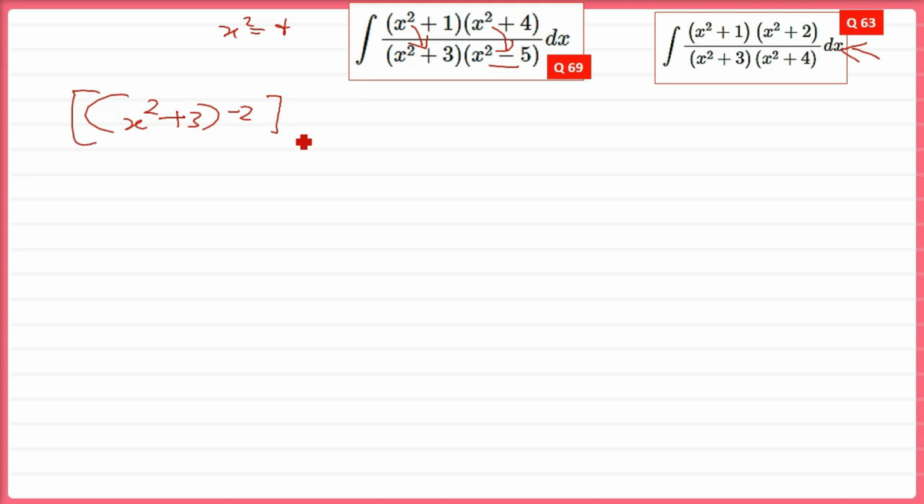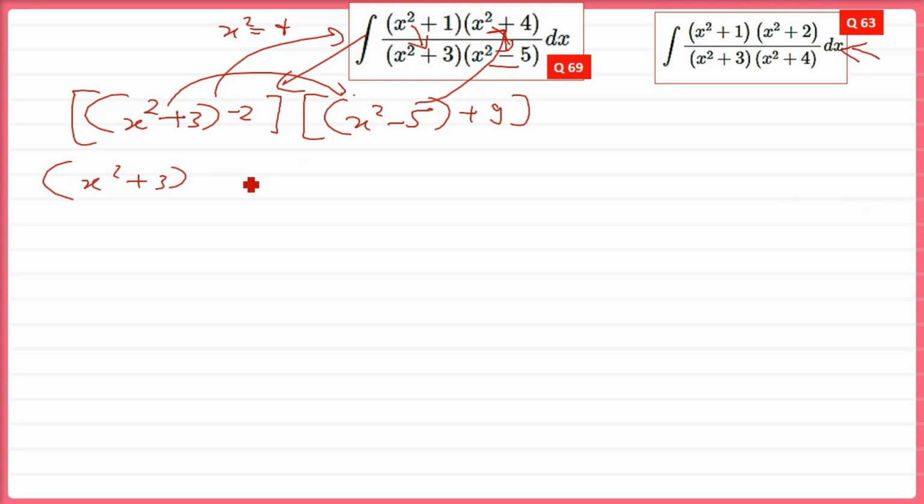So what we'll do here is we'll write x square plus 3 in the numerator with a negative 2. X square plus 3 minus 2 is what? It's x square plus 1 only. Similarly, for 4 we are writing x square minus 5 plus 9, which is x square plus 4 only. We have introduced x square plus 3 and x square minus 5 because of the denominator they have. Denominator is x square plus 3 and x square minus 5. That's why we have taken it.